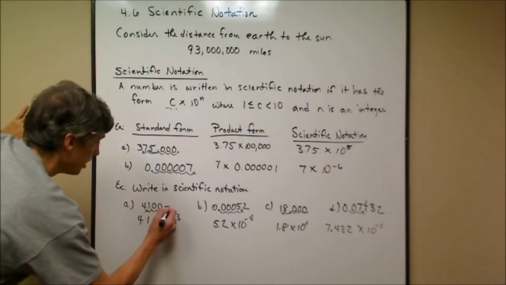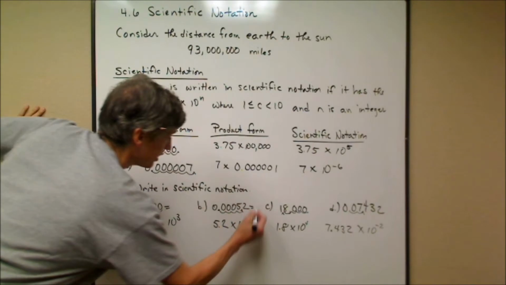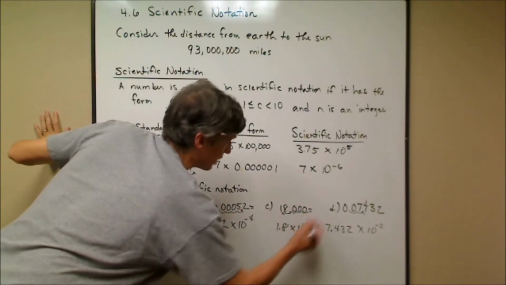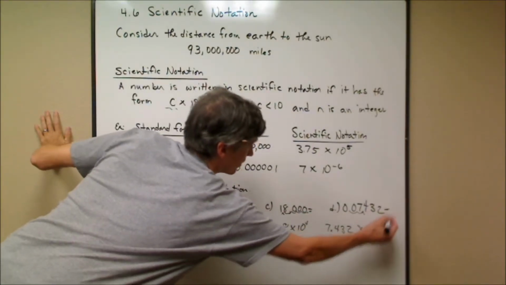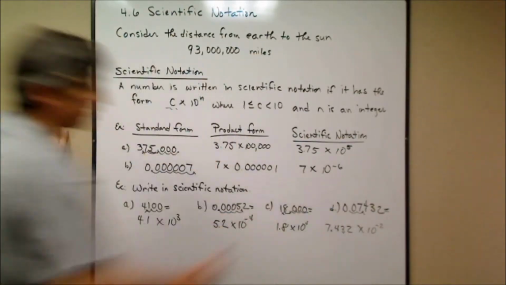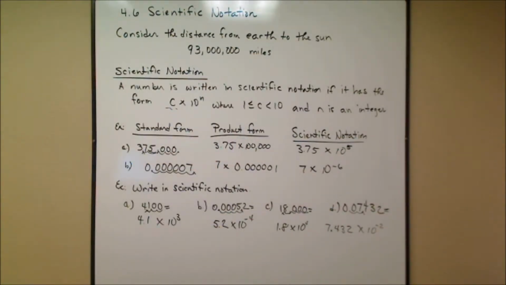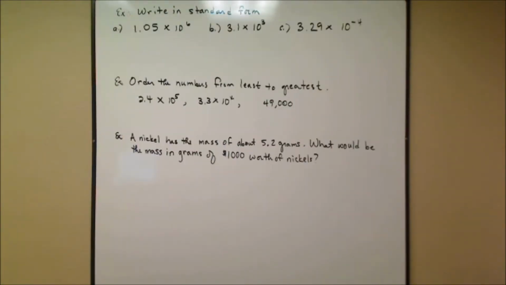So this is equal to this in scientific notation, equal to this in scientific notation, equal to this in scientific notation, and the last one is equal to the bottom there in scientific notation. All right, now let's reverse this. Let's go from scientific notation, or scientific form, to standard form.